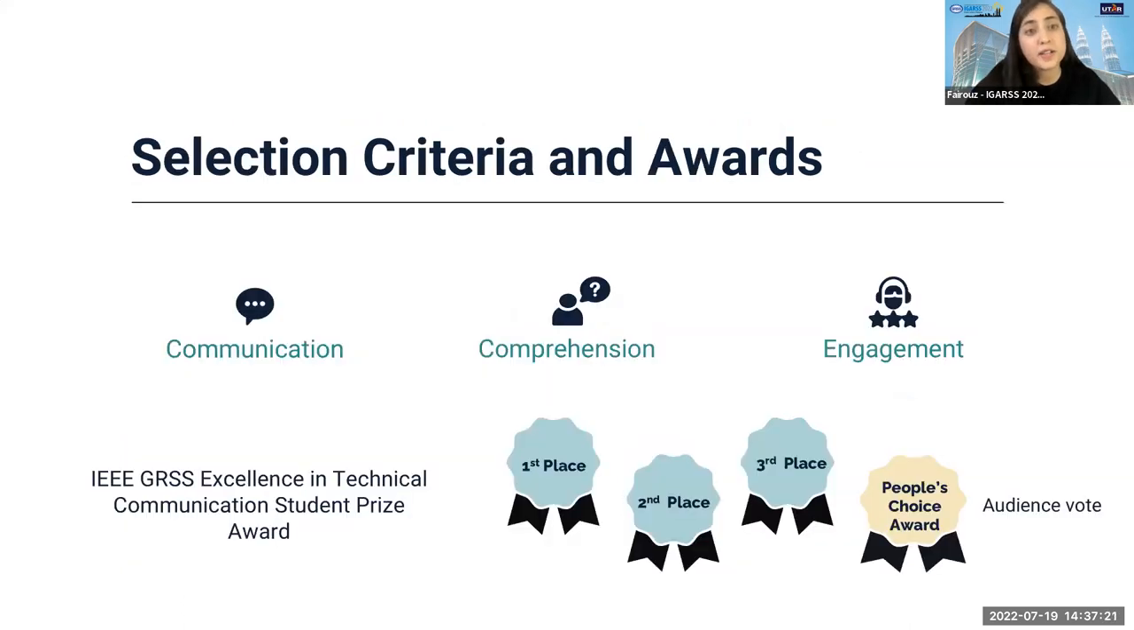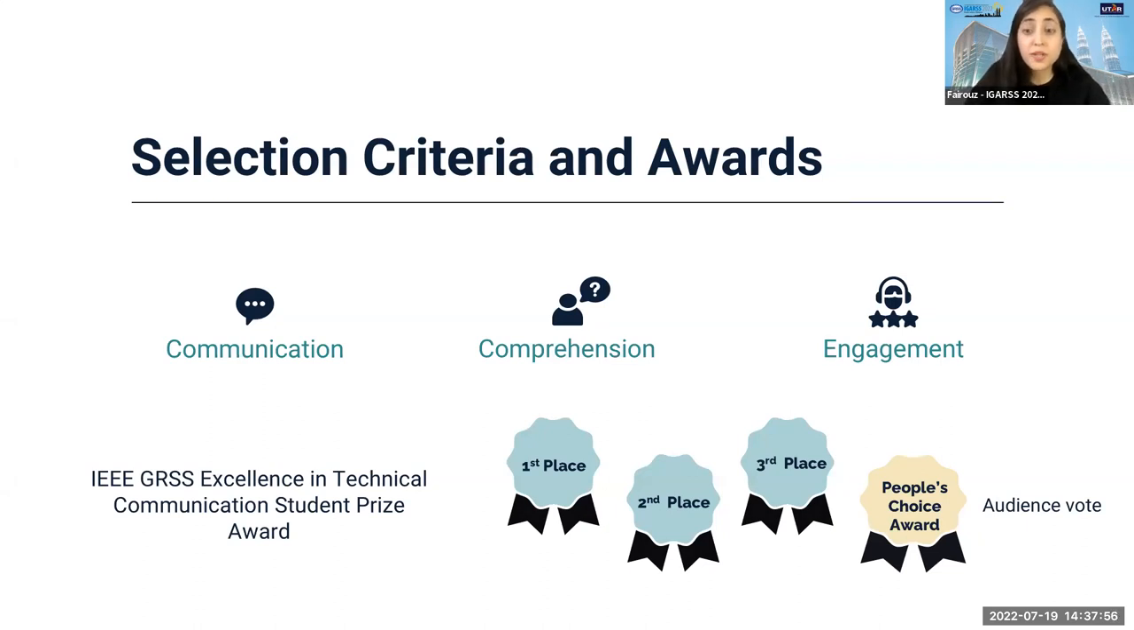Now I'll tell you a little bit about the selection criteria for this round. The first criterion is communication. For example, did the speaker have sufficient stage presence? The second criterion is comprehension: whether the speaker provided an understanding of the background so that a non-specialist audience can understand the talk. And the last criterion is engagement: how well the talk makes you want to know more, and whether you can feel the motivation behind the talk.